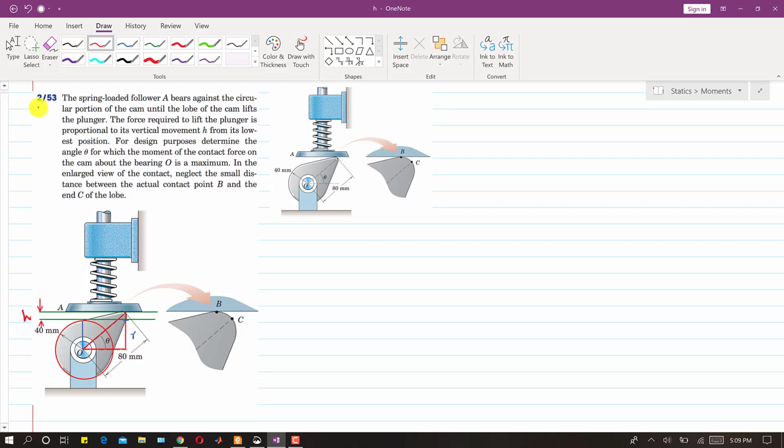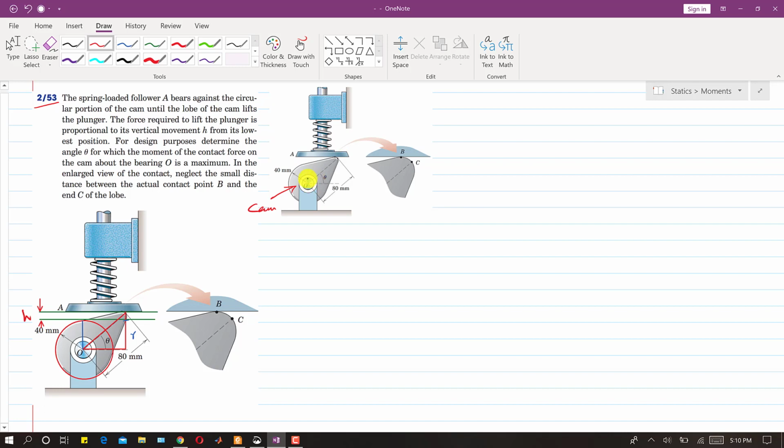We are going to solve this problem 253. In this problem it is said that this is the mechanism. So this is a cam and follower mechanism. This is called the cam, and this is the follower, or the plunger, right?